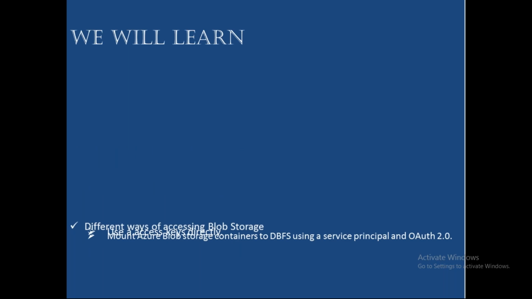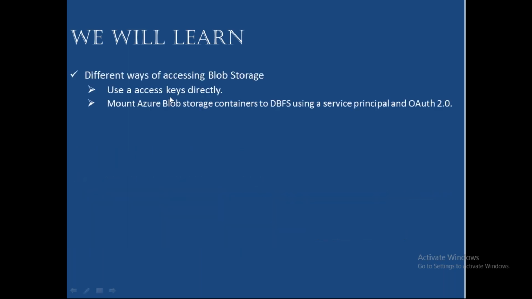So in this session, we will see different ways of accessing blob storage. One is use the access keys directly. We can use access keys and we can access the files from the blob storage directly into your Databricks. That is one way. Second way is you can create the mount point on Azure Databricks. You can create the blob storage mount point on the Azure Databricks. That is nothing but you are attaching the blob storage to your Azure Databricks. That is the second way you are able to do. Here you can use a service principal and OAuth 2.0, or you can use a blob storage key. So I'm going to use the blob storage key for this.